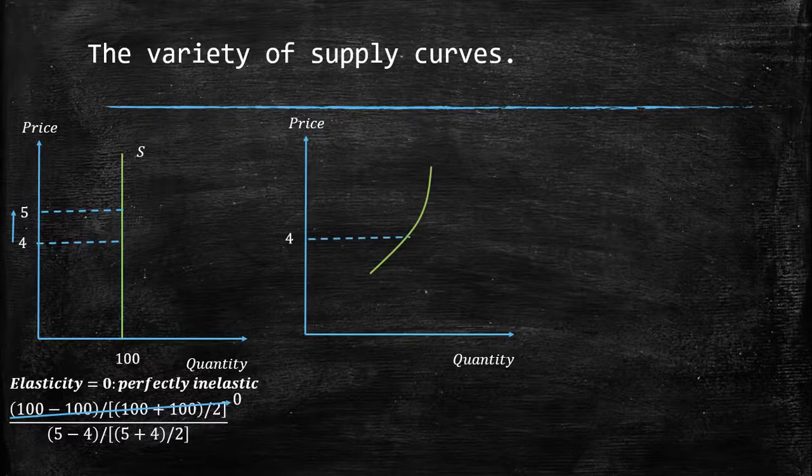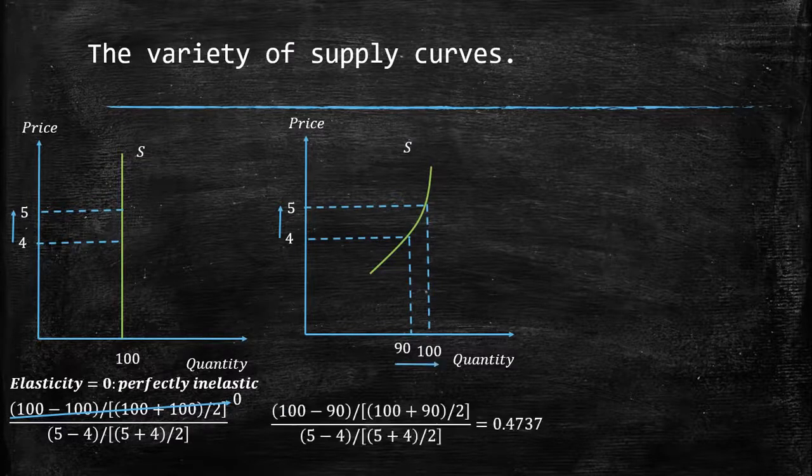Here we have another case where the price changes from 4 to 5, and the quantity changes from 90 to 100. So here we have a change of 100, and here the change 5 minus 4. Remember, we don't focus on the sign in the price elasticity of supply. We just focus on the absolute numbers. In this case, it's less than 1, so we say that it is inelastic. The supply is inelastic. There is not a really good adjustment to the change of the price.